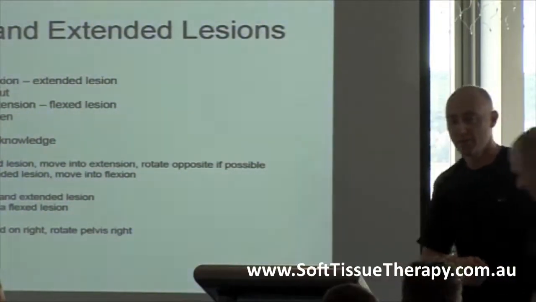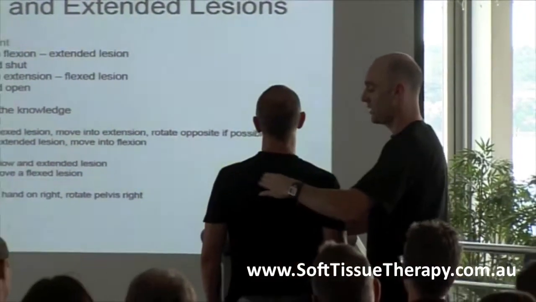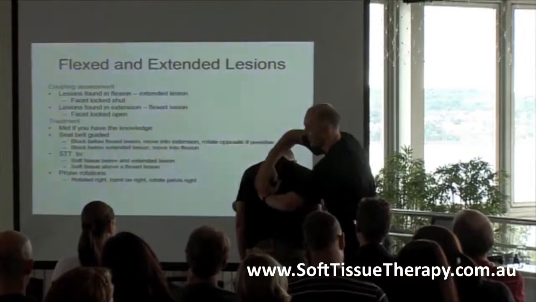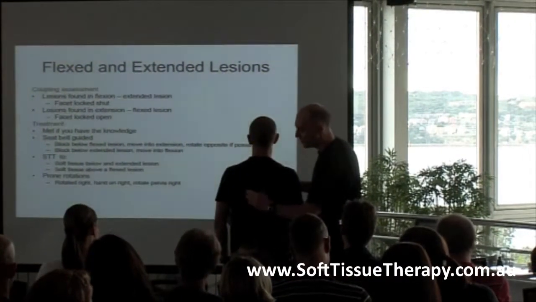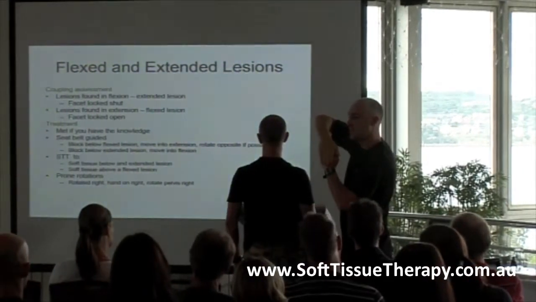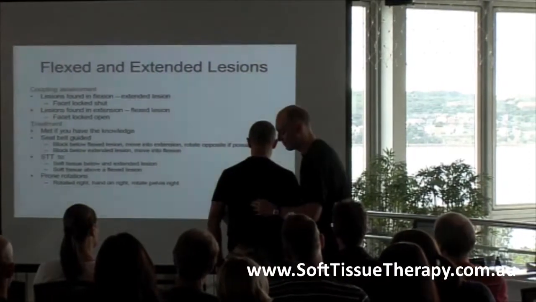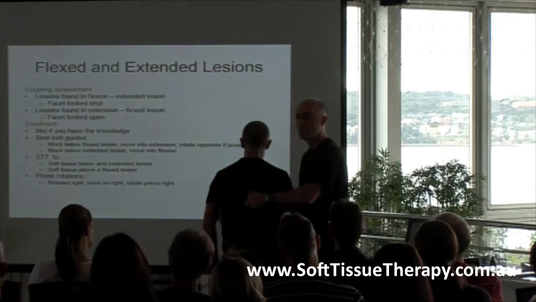I use Andrew because he's abnormal. So when Andrew goes into flexion, we've got facet joints opening up, right? Now if Andrew has an extended lesion, which means they're both stuck in extension and they can't flex, then when he goes forward, there's going to be a point which won't open up. All right, it'll be stuck.